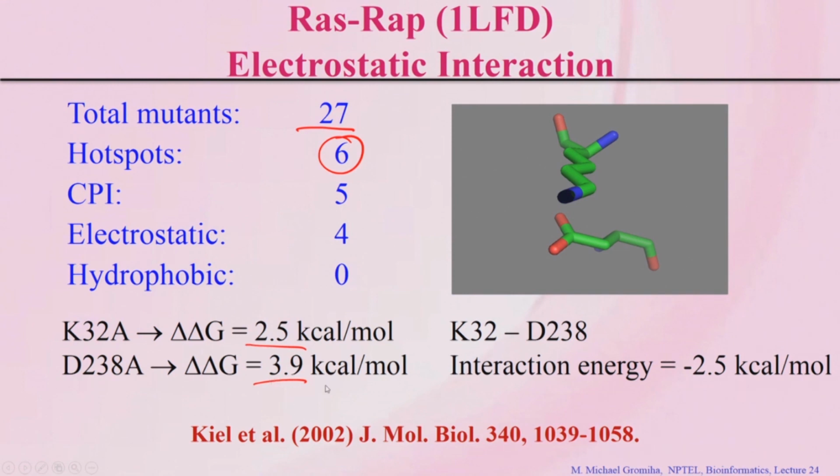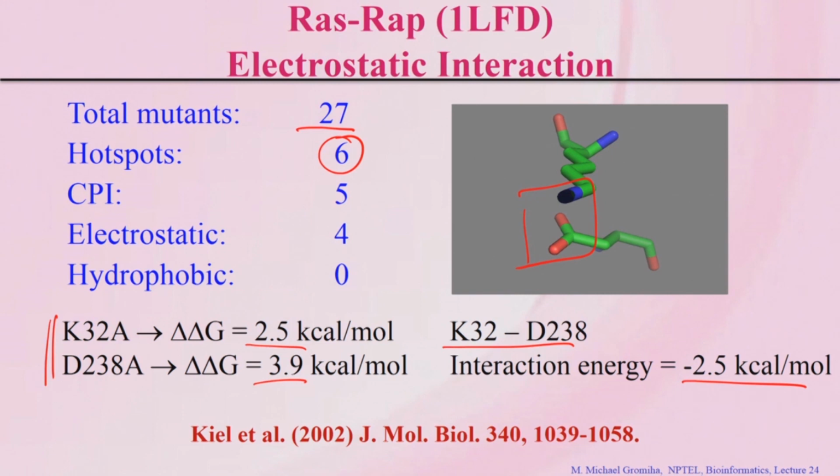If you look at the structure, now this is the ITC studies and we go to the structure. So lysine 32 and aspartic acid 238. These are the two residues they tried to mutate, and they are interacting with each other mainly because of the side chain, with a free energy of minus 2.5 kilocalorie per mole, they are making very strong interactions.